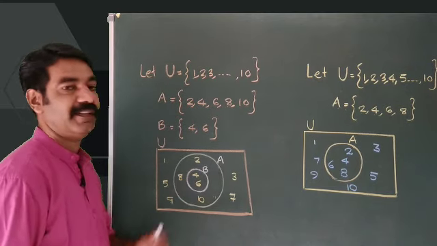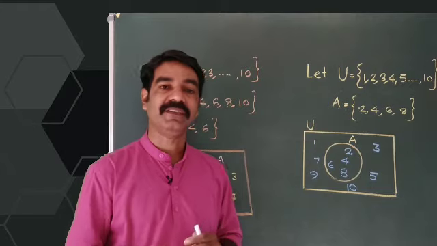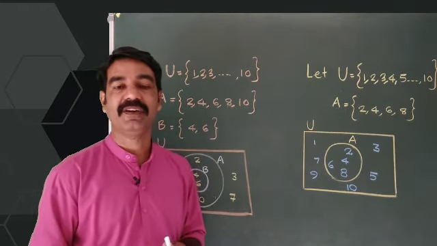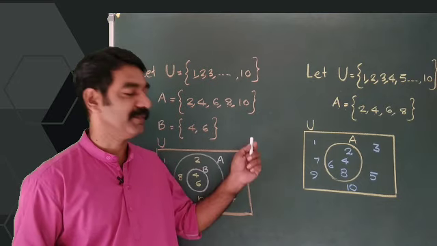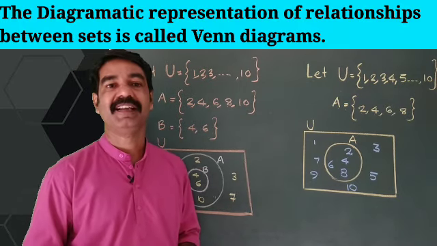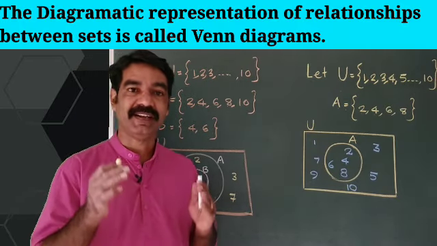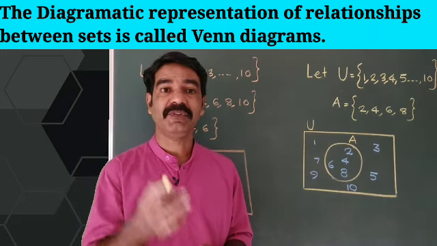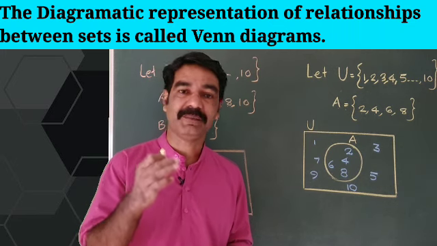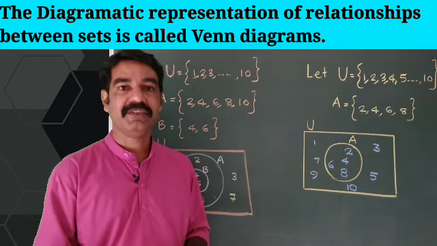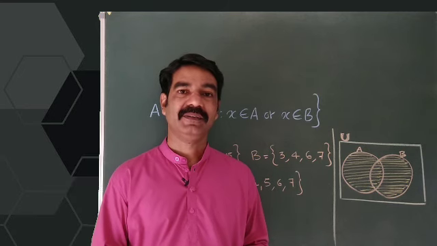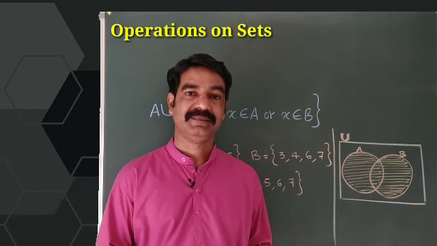So this way we can represent sets and their relationship using diagrams. So such diagrams are called Venn diagrams. Okay, so a Venn diagram is the pictorial representation of the relationship between the sets, or diagrammatic representation of relationship between sets. It is called a Venn diagram. So our next heading is operations on sets.